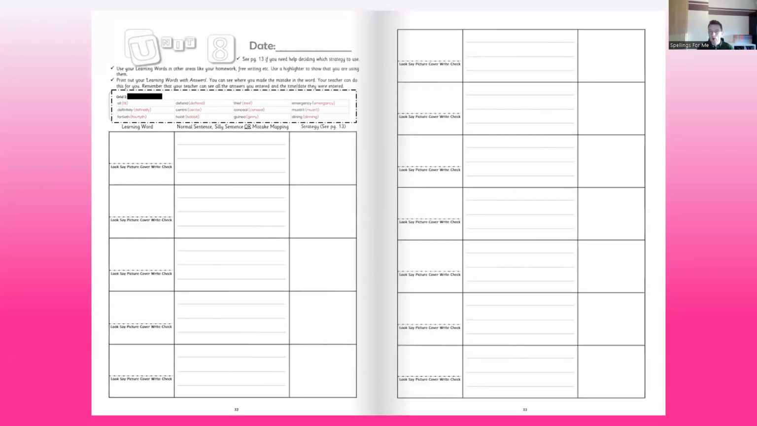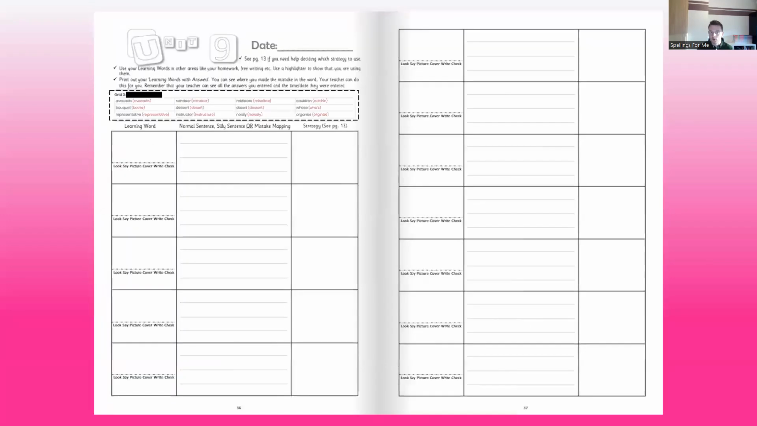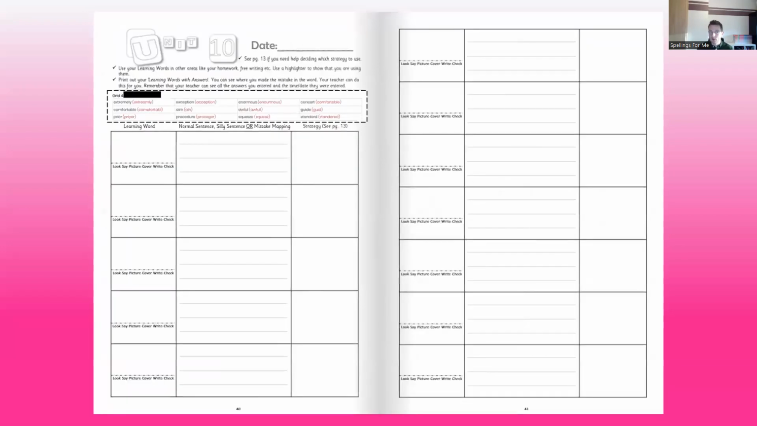We go into Unit 8, we have the next grid and the activities. Free writing is every second week. We go into Unit 9, we have the next grid and we have our new activities. And we go into Unit 10.